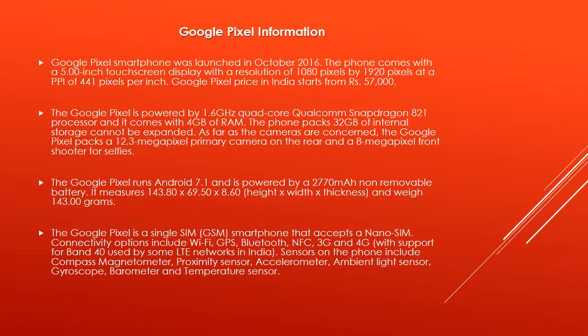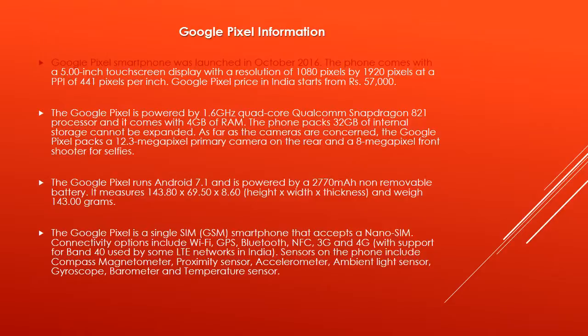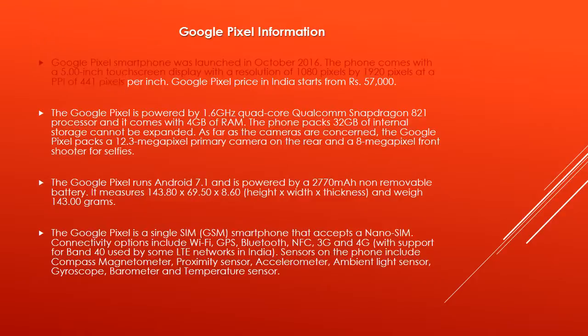Google Pixel smartphone was launched in October 2016. The phone comes with a 5.00-inch touchscreen display with a resolution of 1080 pixels by 1920 pixels at a PPI of 441 pixels per inch. Google Pixel price in India starts from ₹57,000.